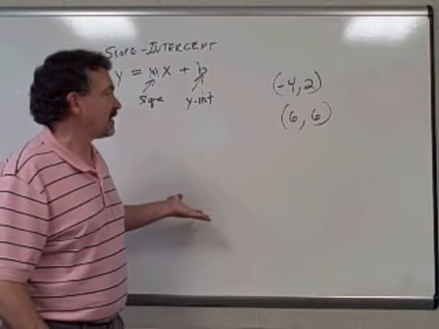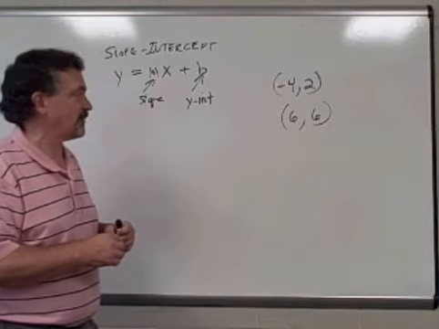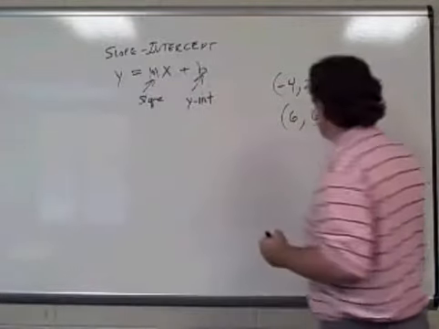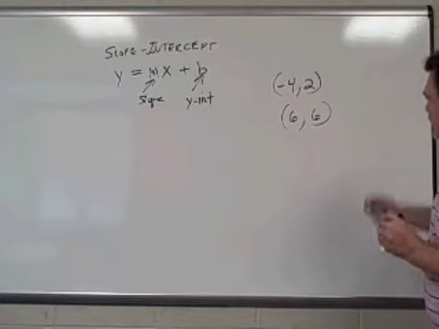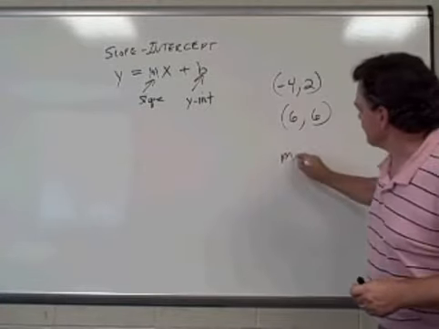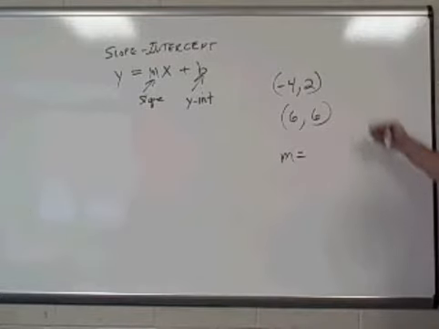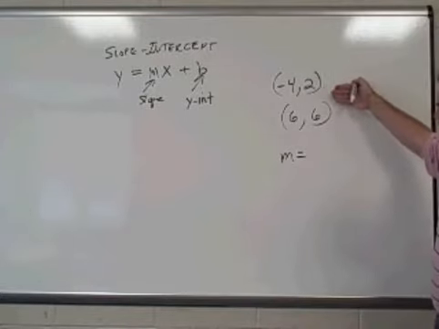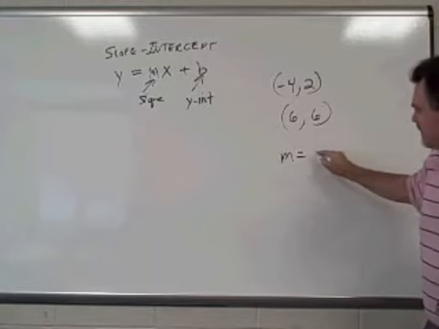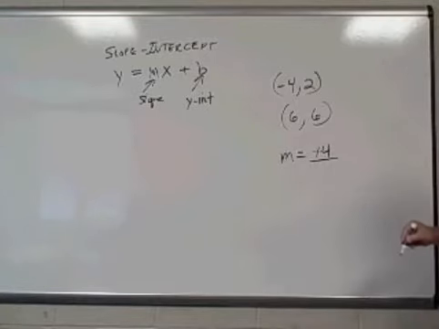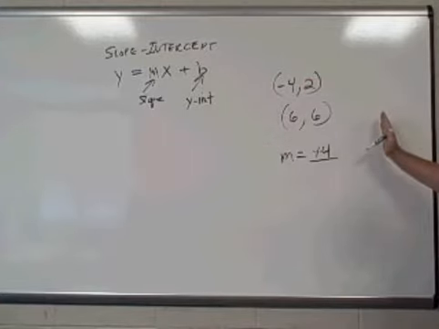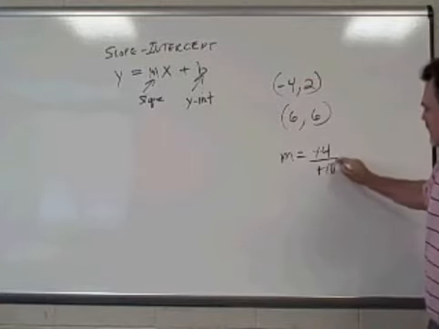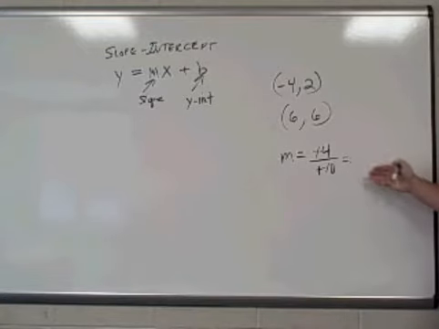If you have 2 points that are on the line, you can always calculate the slope of the line. Remember, slope is change of y divided by change of x. So what's our m value here? What's our slope value? Well, the y went from 2 up to 6. That's an increase of 4. The x went from being over at -4 over to +6. That's an increase of 10. 4/10 reduces to 2/5.